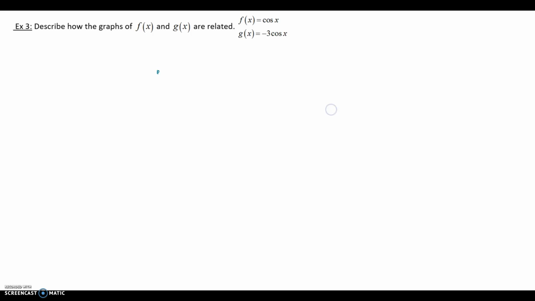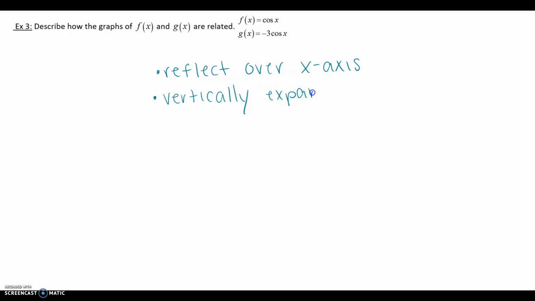So first, let's start with the reflection. So that negative is still going to reflect over the x-axis. You need to use the word reflect, you can't use the word flip, and you need to make sure you're being specific about the axis. And then for that -3, it is affecting vertically. It's going to affect the amplitude. So we're going to say vertically, and because it's 3, it's going to expand it. You don't even have to say what it's by, you just need to say vertically expand. And if it was 1/3, you'd say compress. So let's move on to example 4.